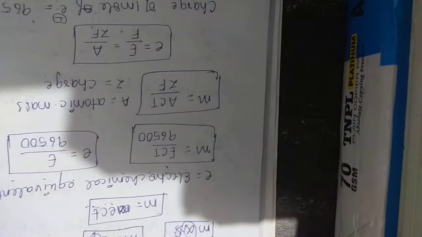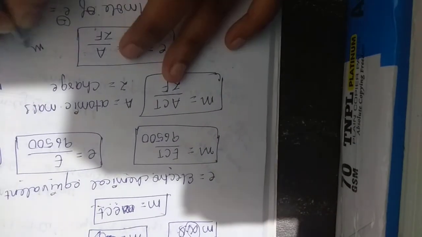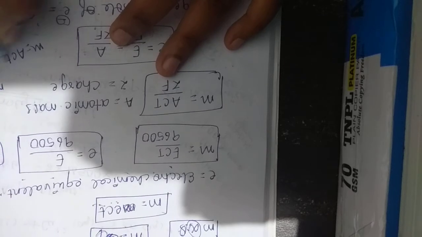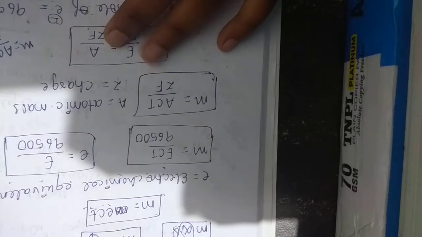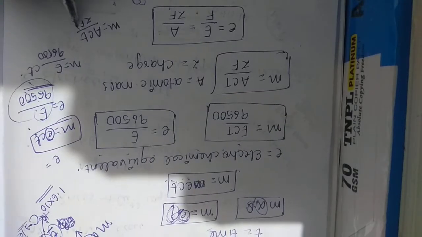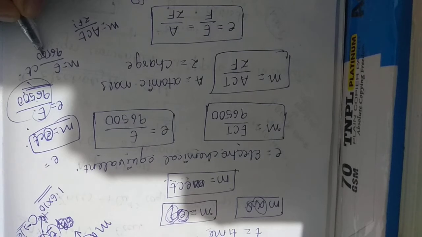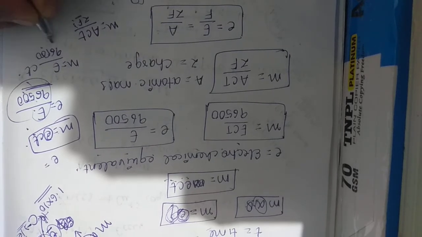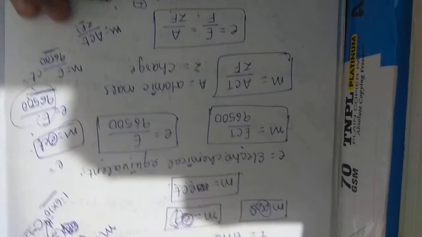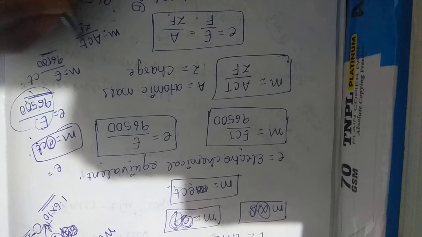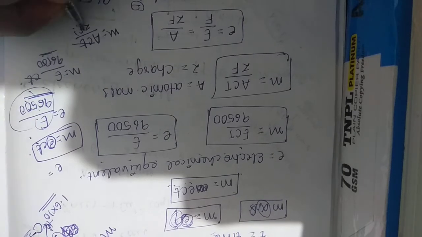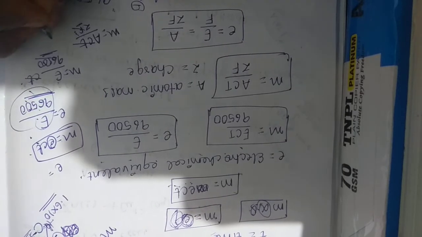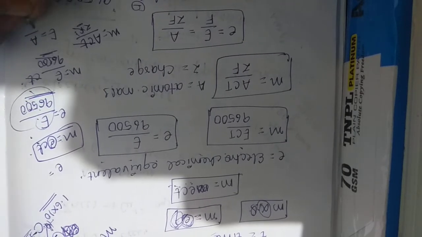Fine. Now, we have another formula. M is equal to capital A C T by Z F. So, by comparing these two formulas, we get to know... Now, what is F here? F is the same number. Don't worry about the F. Now, from here we get to know, we can cancel this, this, and this, and this. So, here we are getting E is A by Z.